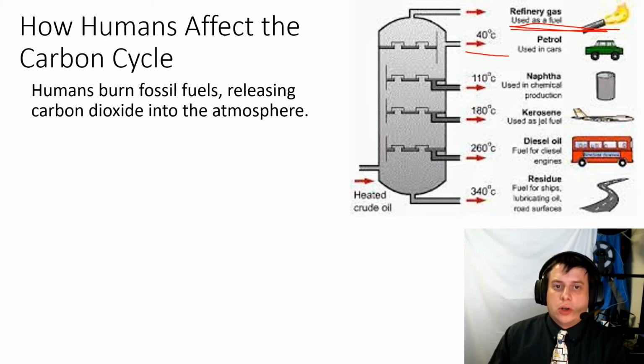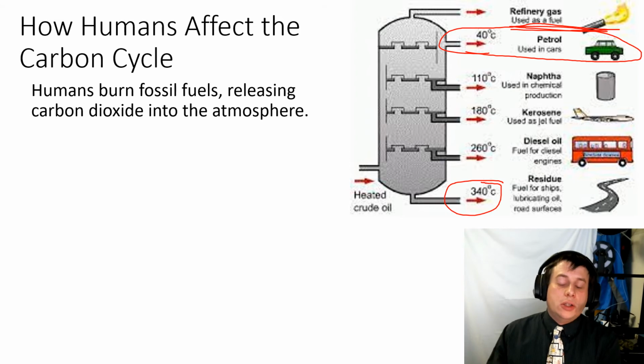Some of it will turn into gasoline or petrol for cars. Some of it will be used as a chemical for chemical production. You get kerosene, which is a type of jet fuel. You get diesel fuels for diesel engines. And then lastly, you get these heavy fuel oils, which are used for motor oil. They're used to make synthetic oils to lubricate parts and machines. They're even used to make things like asphalt to make the blacktop for the roads.